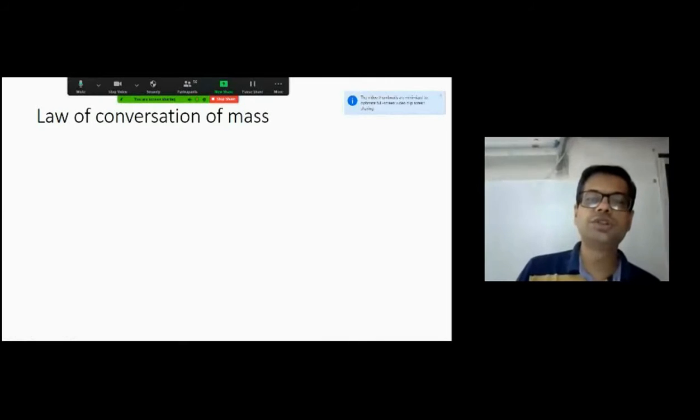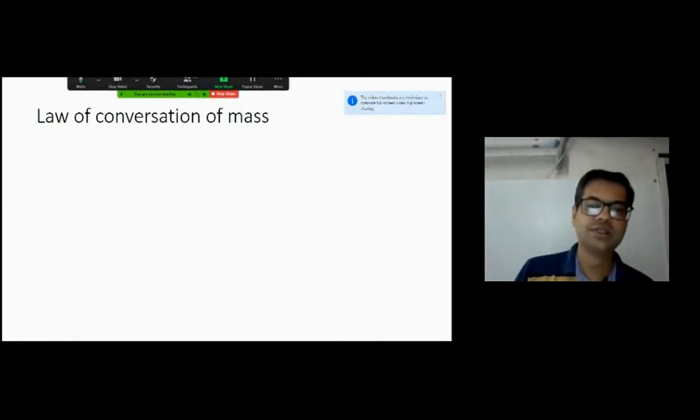Next law we want to study is called law of conservation of mass. The rule is very easy to understand. Rule says that mass can never be created and mass can never be destroyed. Whatever mass is there before some reaction or situation, same mass will be there after. That means we can never create the mass, we can never destroy the mass. This rule is called law of conservation of mass.